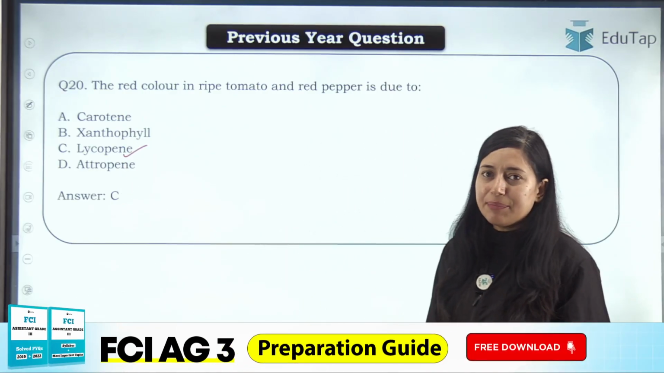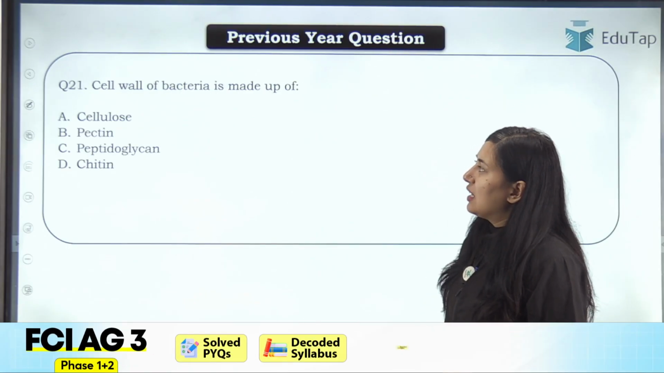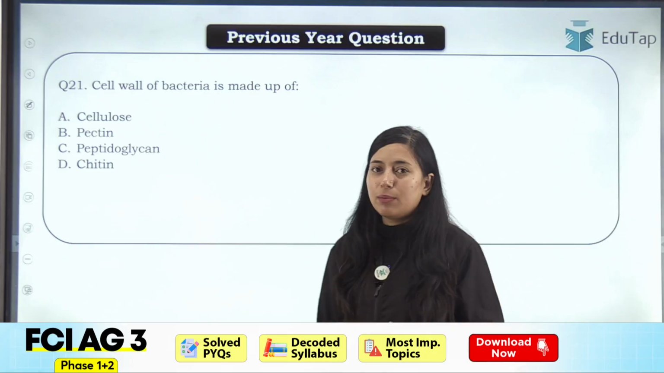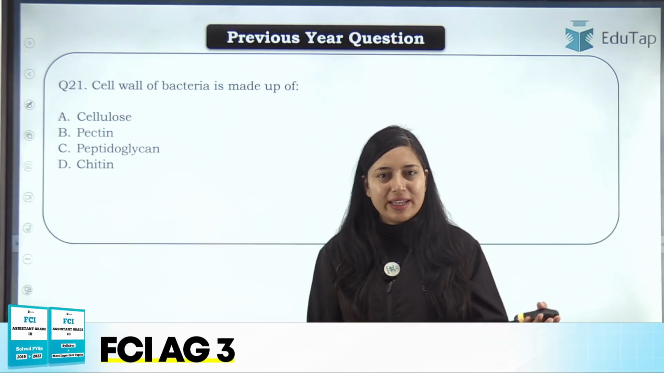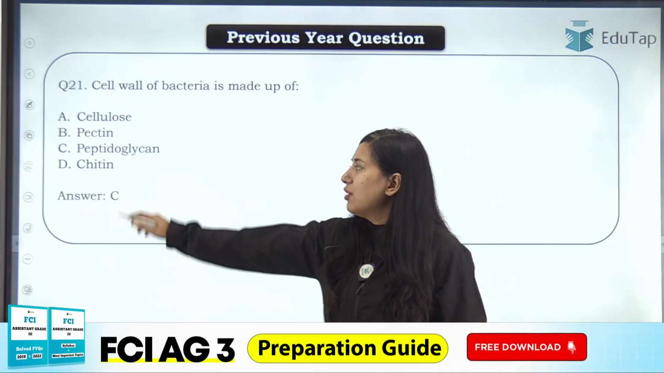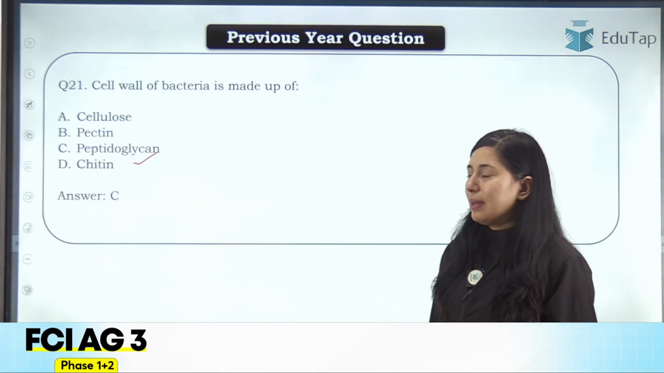Lycopene pigment की वजह से red color आता है आपका ripe tomato में और red pepper में. ठीक है? Now, cell wall of bacteria is made up of. Now again, very important question and very easy, I would say. It is there in your NCERT again. Okay, so it is made up of peptidoglycan. So bacteria की cell wall is made up of peptidoglycan.